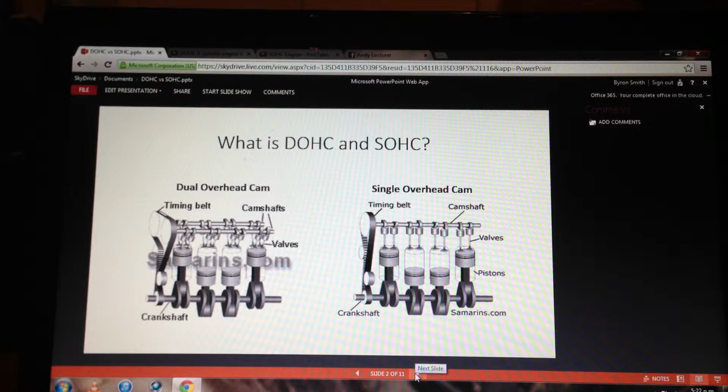SOHC stands for Single Overhead Cam. This means that it has just one camshaft for the engine and runs both the intake and exhaust valves, usually with rocker arms. Most SOHCs have 2 valves per cylinder, but can have as many as DOHC engines do.